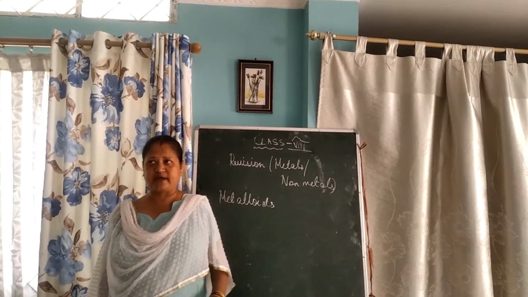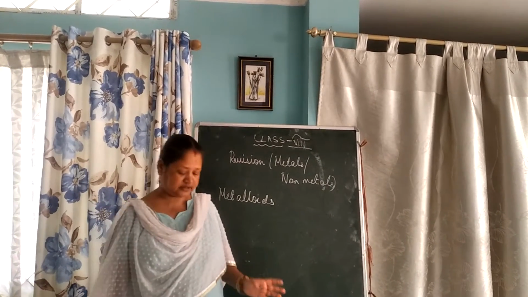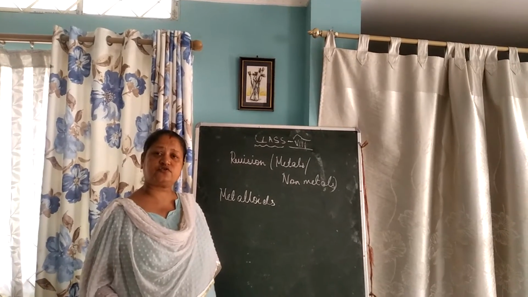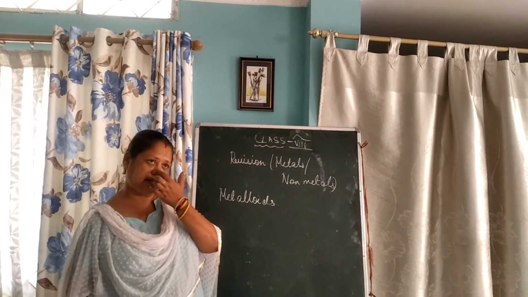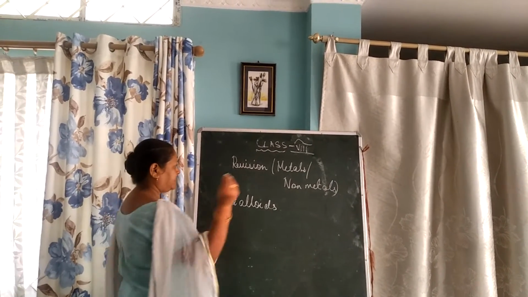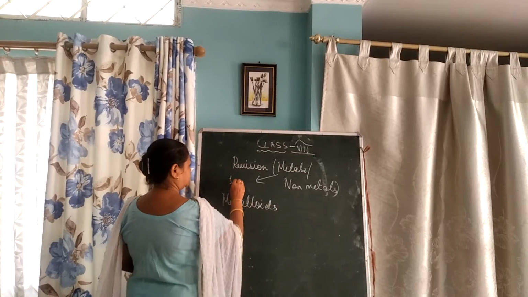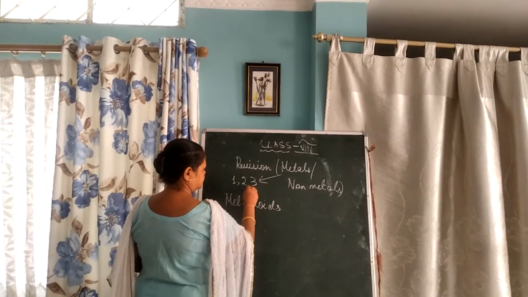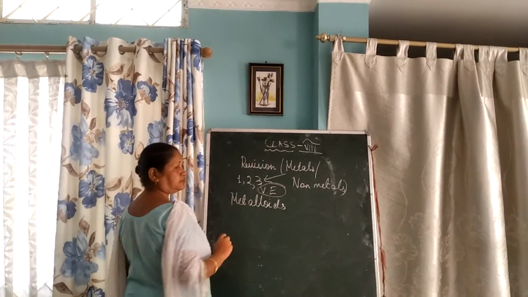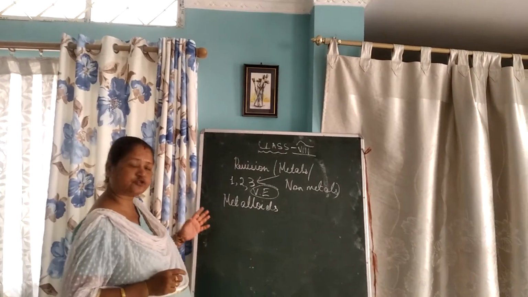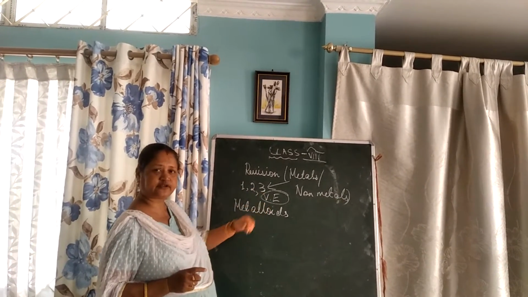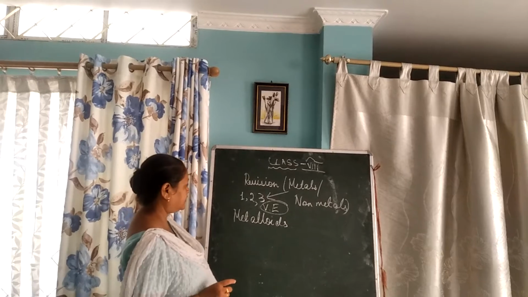And for metals, please remember the number of valence electrons. What is a valence electron? The electrons that are present in the outermost shell. So when they contain 1, 2 and 3 valence electrons, they are known as metals, right?